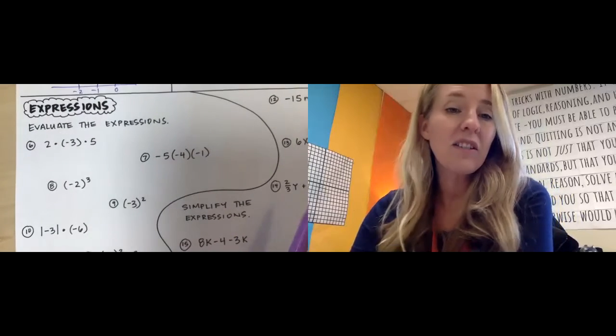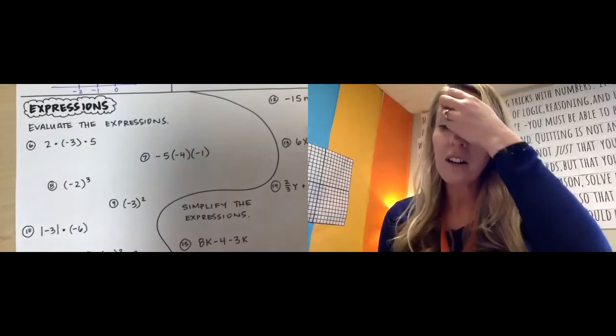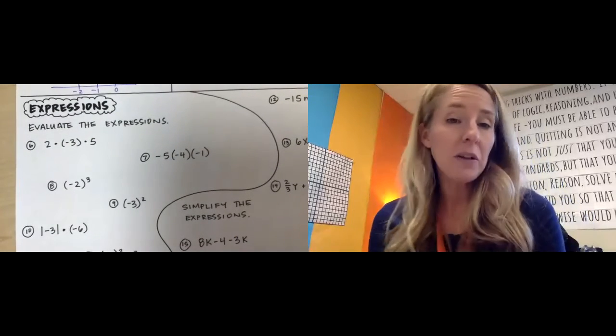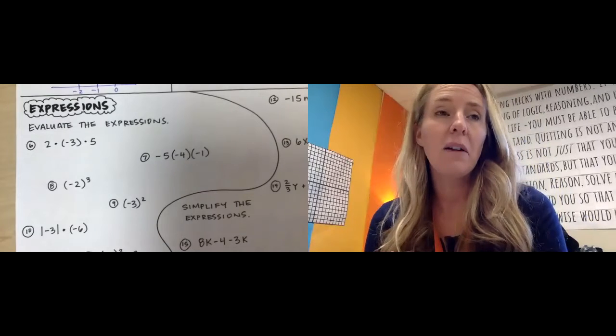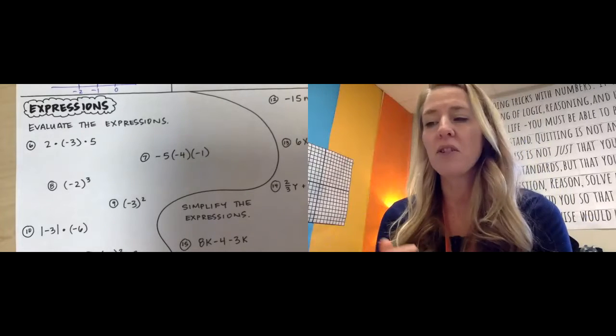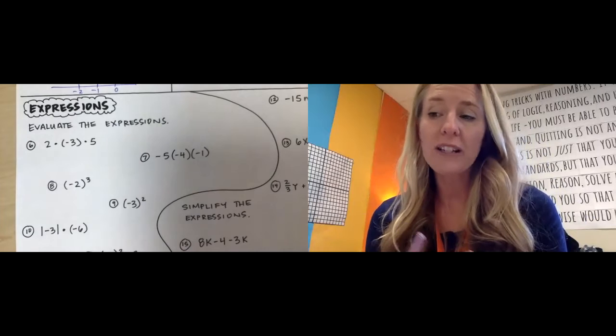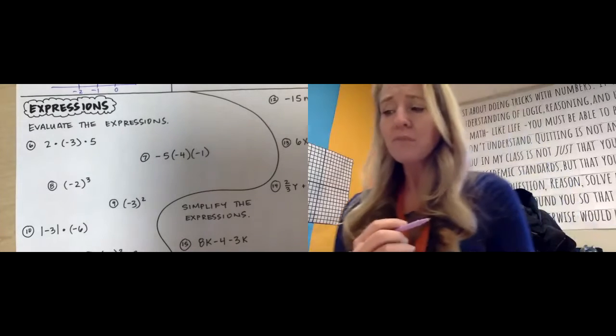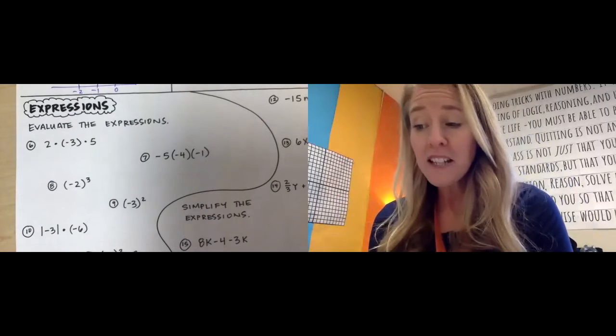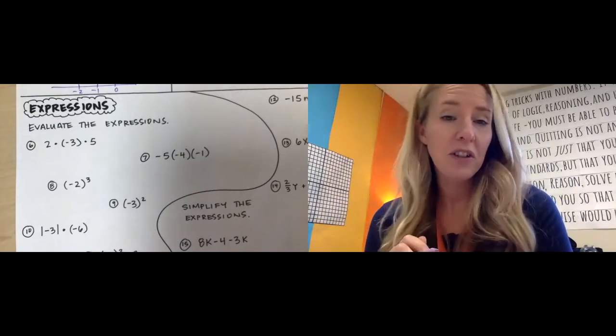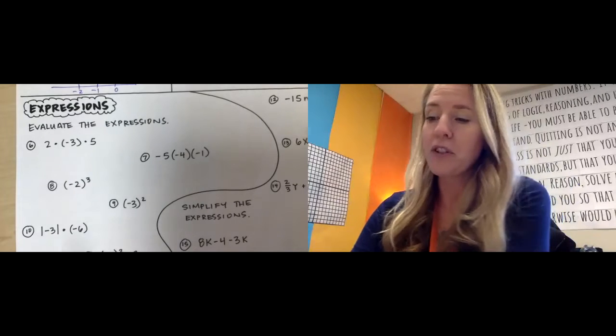The next section is on expressions. Expressions don't have equal signs, because with expressions you're just simplifying them. A lot of times you'll hear the directions say evaluate the expression or simplify the expression, same idea. And all of these particular ones are mostly multiplication or exponents. So I'll just do this first one.